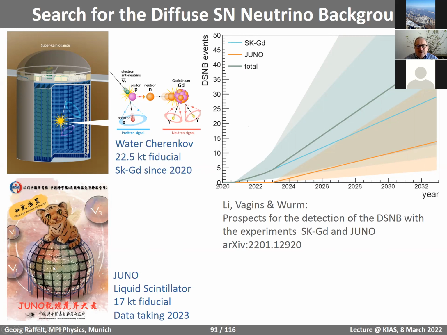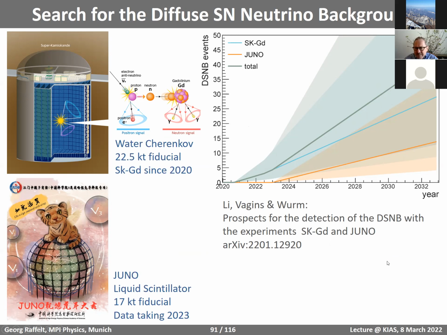In any case, here's the scintillation detector that's being built in China and should also be able to detect the DSNB over the next few years, at a rate of a few events per year. So the DSNB is probably the next supernova neutrinos to be discovered if all goes well with these two detectors. Then of course that will put us in a much better position to also derive particle constraints.